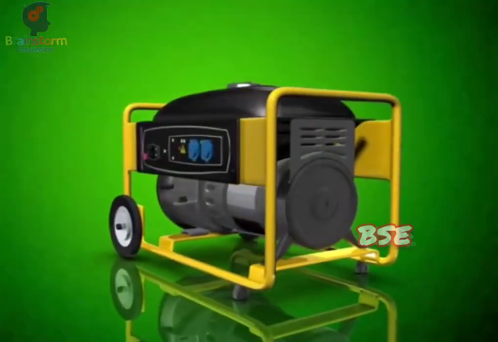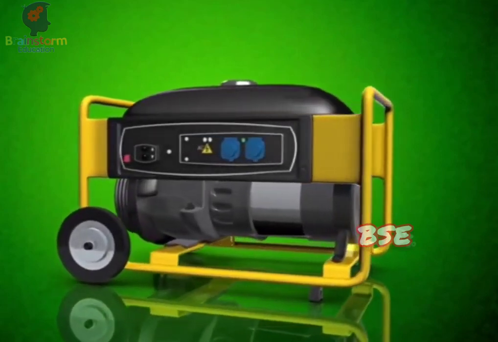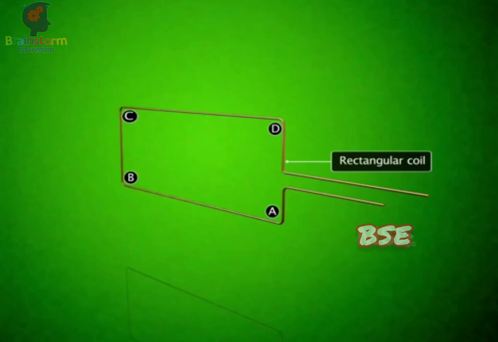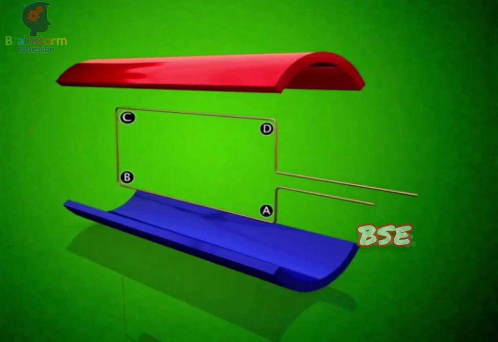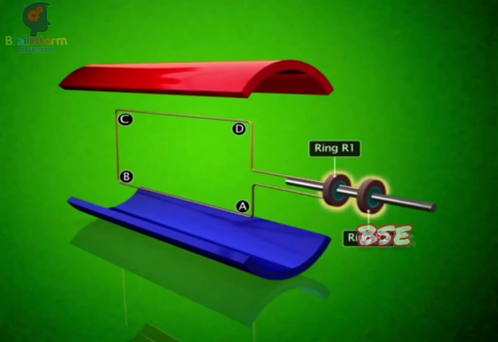Electric generator works on the principle of inducing an electric current by rotating a coil in a magnetic field. A rotating rectangular coil ABCD is placed between the two poles of a permanent magnet. The two ends of the coil are connected to the rings R1 and R2. R1 and R2 are insulated on the inner side.